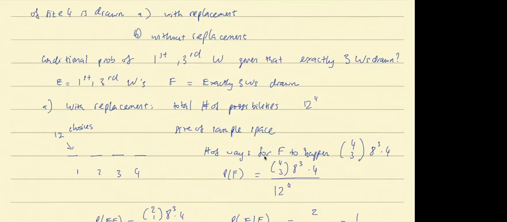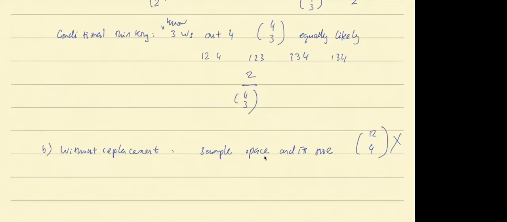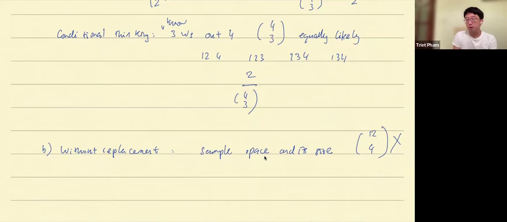So would 12 choose 4 make more sense, just to clarify, when order matters, or when order doesn't matter? When order doesn't matter. So for example, some question like this: you pick 4 out of 12 balls.